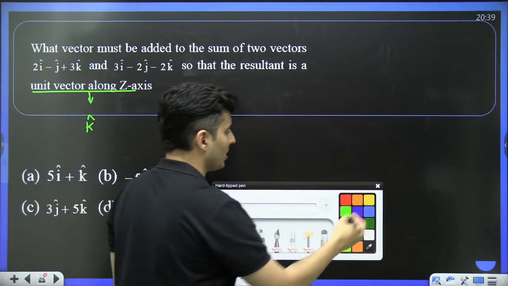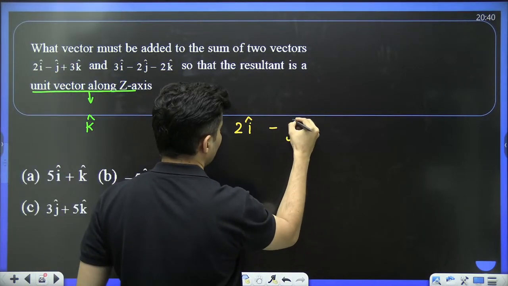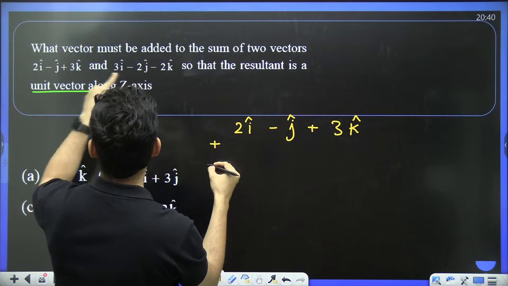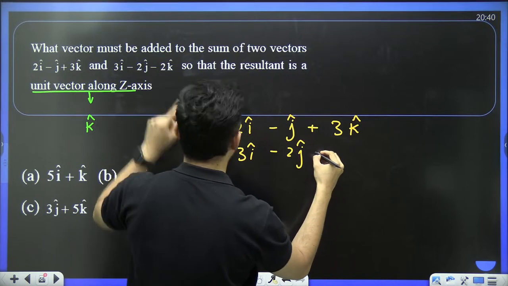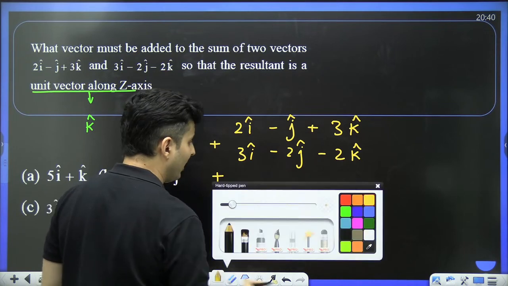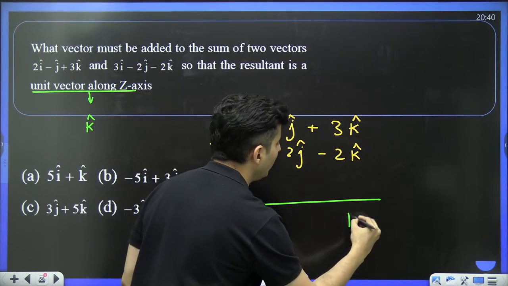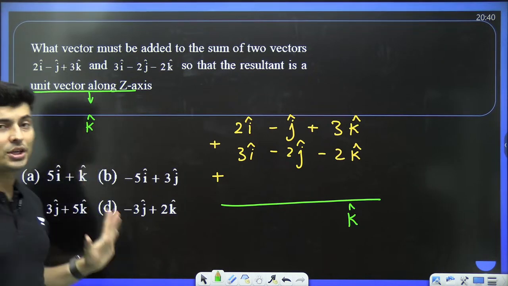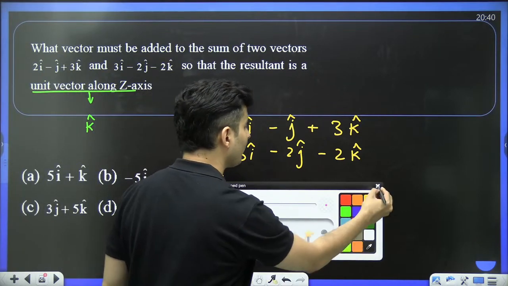So let's visualize the question, guys. Vectors are 2i cap minus j cap plus 3k cap. The next vector to be added to this is 3i cap minus 2j, and you have minus 2k. What I want to do is add one more vector over here such that the resultant is 0i, 0j, and only k cap should remain. That's what the question is. Think logically, my dear warriors, what will come over here.